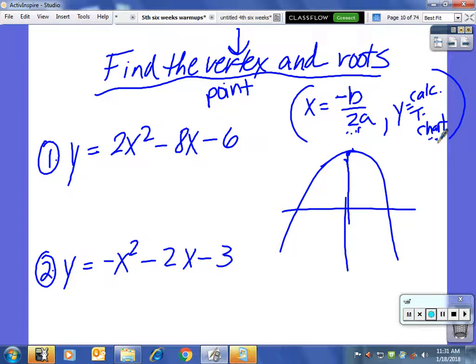Now, roots are completely different. Roots are not the top or bottom of the picture. Roots are the x-intercepts, the zeros. To find roots, that's where the function actually equals 0. That's where the y value is a 0. That's why they're called zeros sometimes. So to find roots, you do something different. You can do it completely in your calculator.